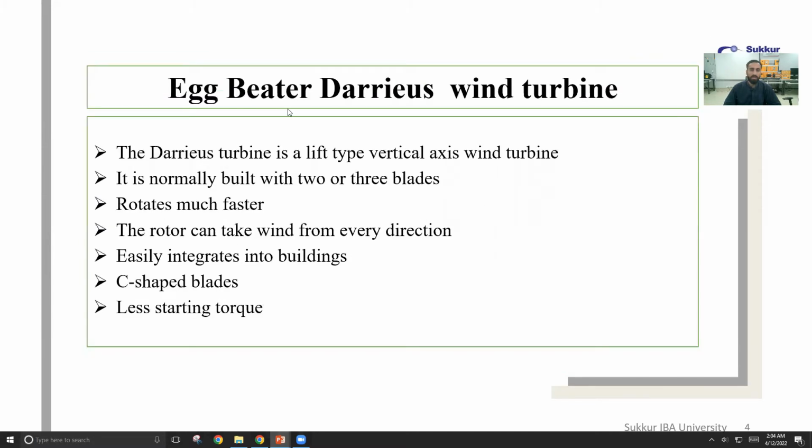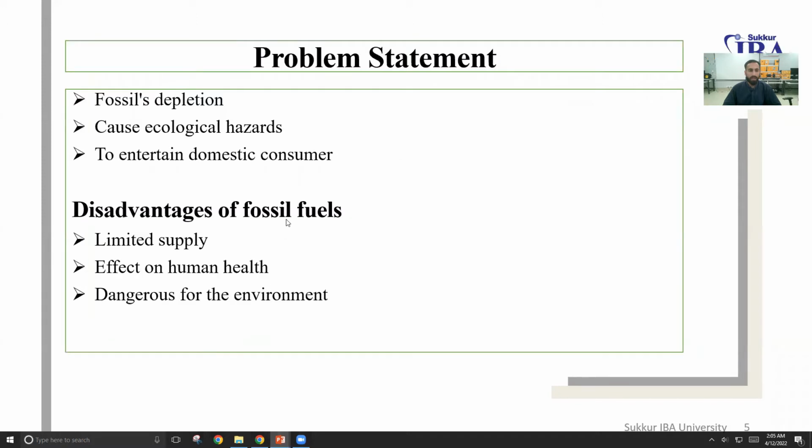We are designing an egg-beater Darrieus wind turbine type, and the Darrieus turbine is a lift type vertical axis wind turbine. It is normally built with 2 or 3 blades. It rotates much faster. The rotor can take wind from every direction. These are easily integrated into buildings. They have C-shaped blades and they require less starting torque.